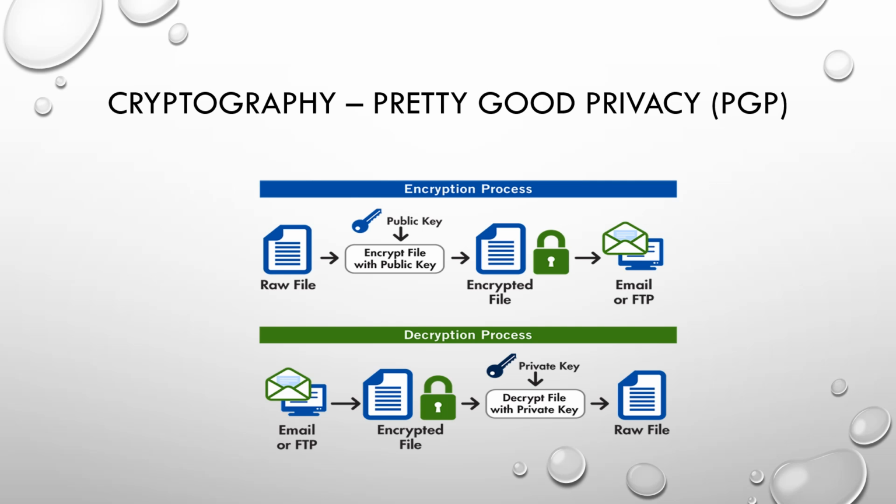Here we will see an example of how PGP works. If you look, you would see we have a raw file, then it is encrypted with the public key, which now becomes an encrypted file. Then it goes via email or FTP. That's the encryption process. Decrypting is basically from right to left. So we would have the email that was encrypted. Then the encrypted file is decrypted with a private key and then goes to a raw file.